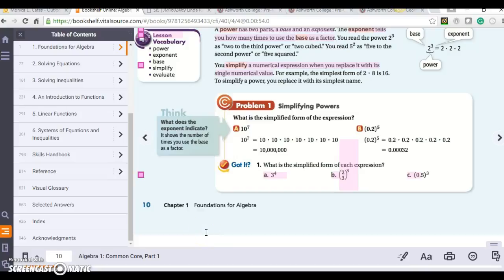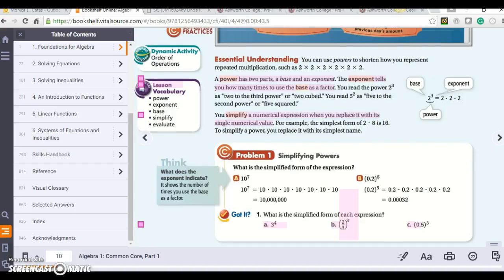Okay, we're looking at problem 1 from lesson 1-2, and let's look at the essential understanding. You can use powers to shorten how you represent repeated multiplication, such as 2 times 2 times 2. Instead, I can write it using a power, and a power has two parts. It has a base and an exponent. The base would be my 2, and my exponent would be, for this example, 3.